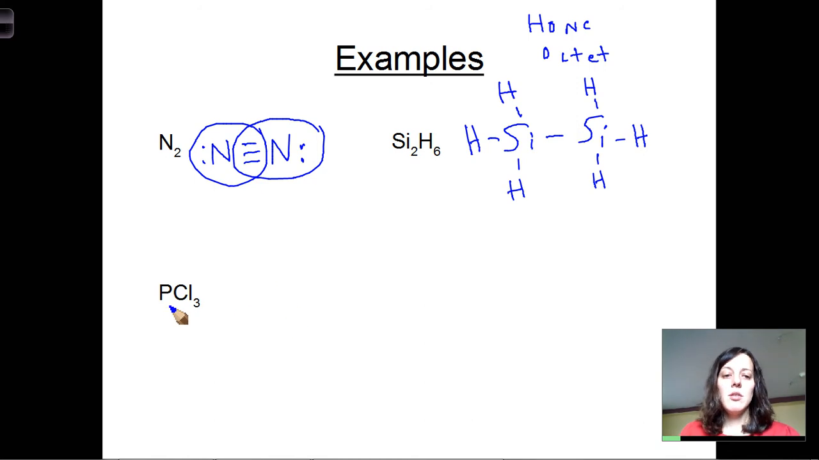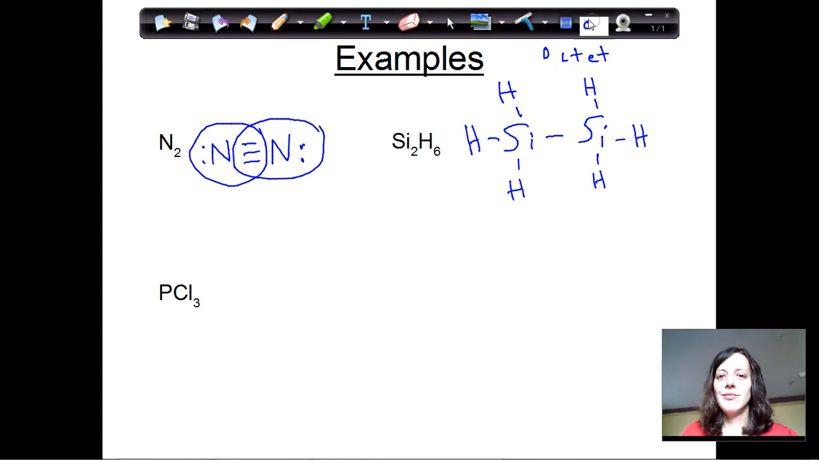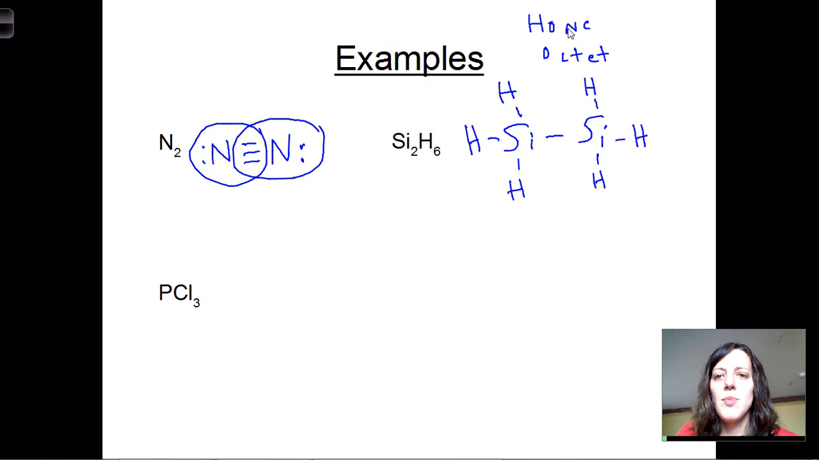Lastly, PCl3. Phosphorus is in the same column as chlorine, I believe. Let's check. Turns out it's in the same column as nitrogen, so it's good that I checked. Phosphorus, being in the same column as nitrogen, needs 3 bonds to become stable. Chlorine is in the same column as fluorine, which is where we placed our H over column 17. So anything in column 17 only needs 1 bond to become stable.